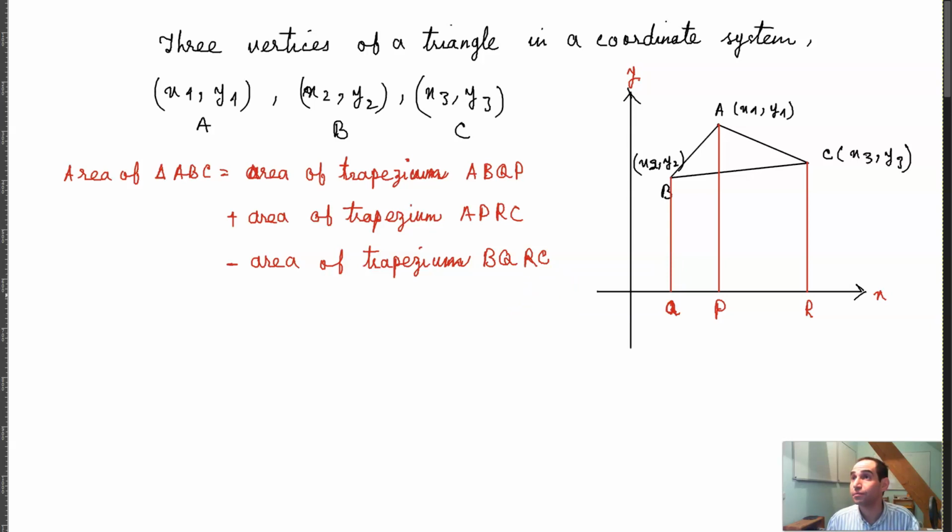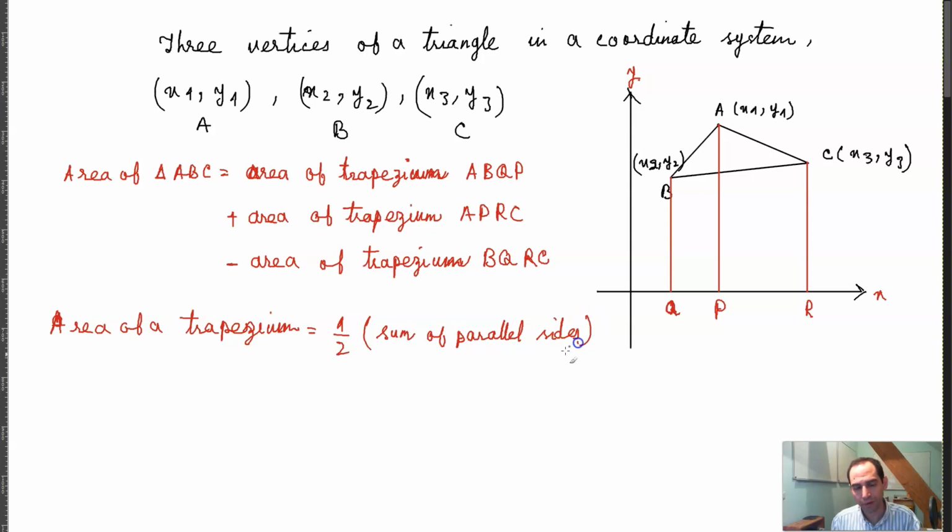And one more thing that we know is that the area of a trapezium is equal to 1/2 times the sum of the parallel sides times the distance between them.